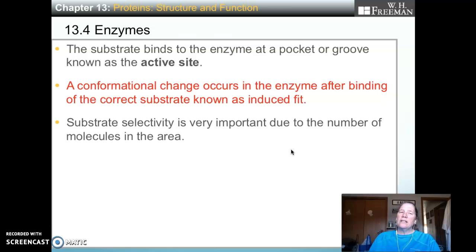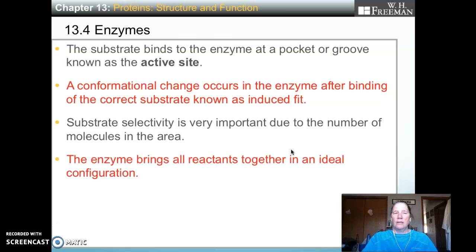The substrate selectivity then is very important because there's a lot of molecules around, and it only works on a certain molecule. So that active site is very specific. You don't have an enzyme that can react on a whole bunch of things. It only has one job. It can only work on one thing, and that's all it does.